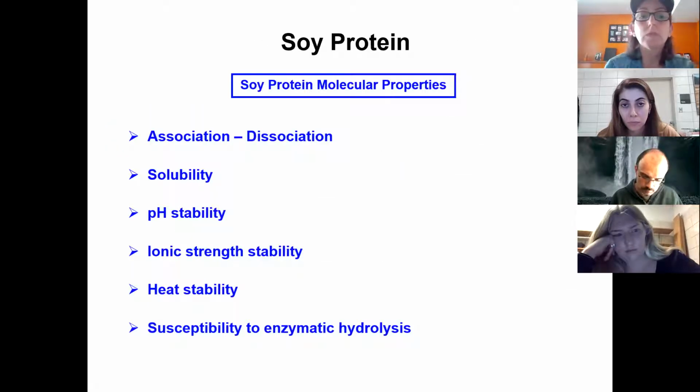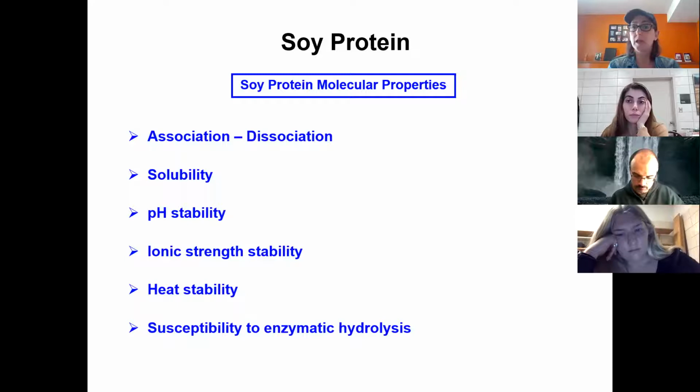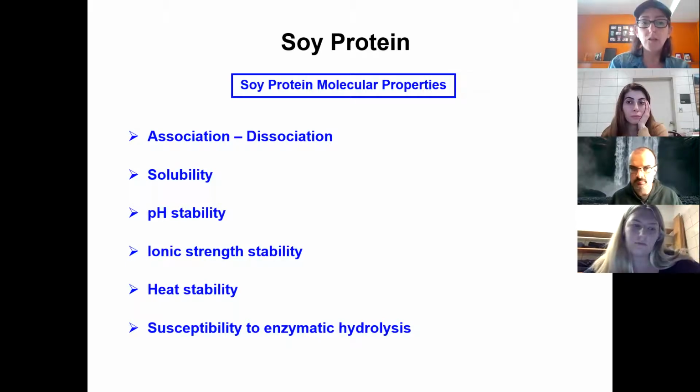Okay, so there are different molecular properties that I will be talking about to understand how they associate and dissociate the polymeric forms of legumin and vicilin, how environmental conditions impact the association and dissociation, some solubility differences between these fractions as well as between the subunits, impact of pH, ionic strength, heat stability, and susceptibility to enzymatic hydrolysis. So we will talk about all of these differences.